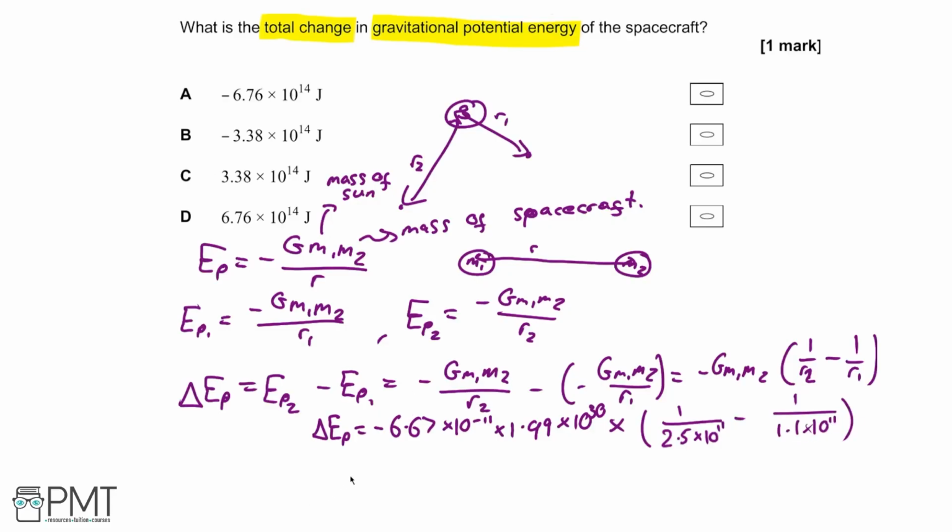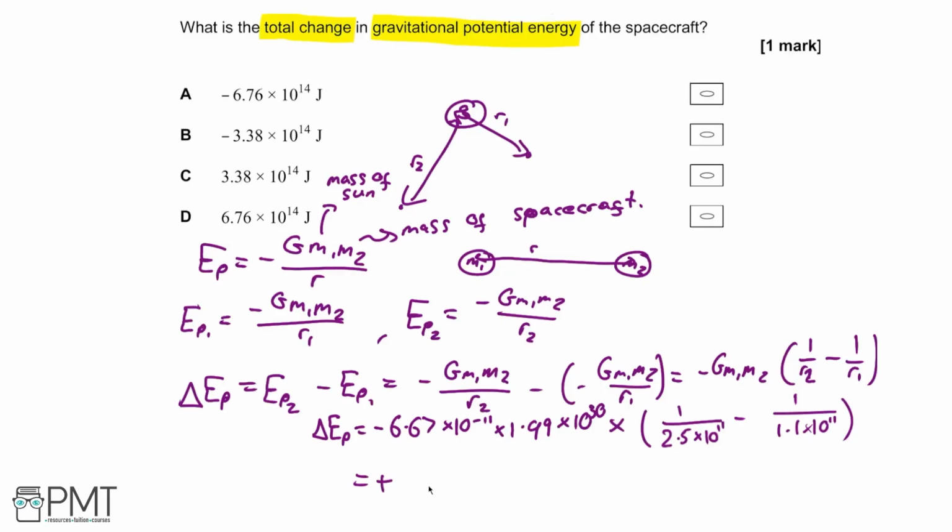So doing this calculation, we find that the denominator of the fraction for R2 is 2.5 times 10 to the 11, and the denominator for the second fraction is 1.1 times 10 to the 11. When I subtract the one for R1 from the one for R2, I should get a negative number, because 2.5 is bigger than 1.1, so this is a smaller fraction than this one. Therefore, it cancels with the minus sign, because a minus sign times a minus sign is a positive sign. So our answer will be positive.